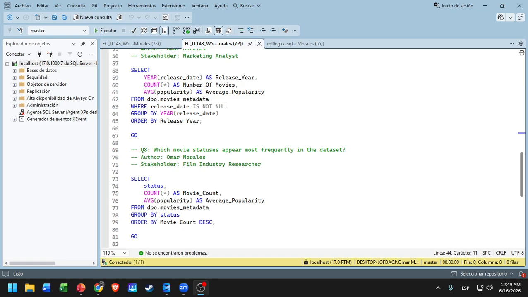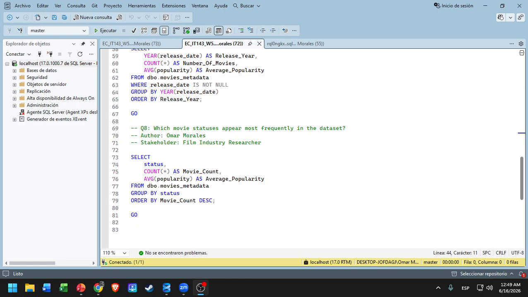And the last question is which movie status appears more frequently in the dataset? This query groups the records by movie status. It counts how many movies belong to each status and calculates the average popularity. This provides a better understanding of the distribution of movie production status within the dataset.